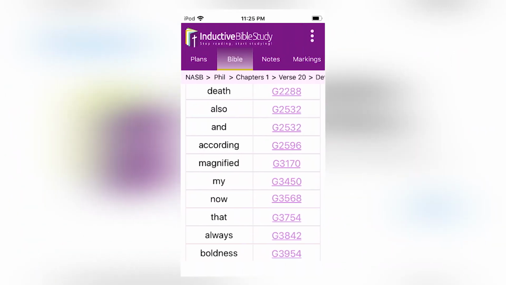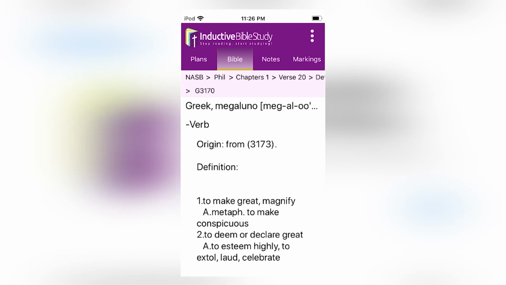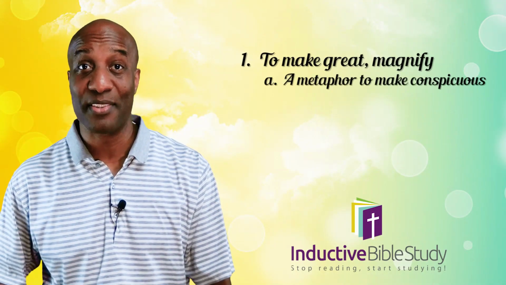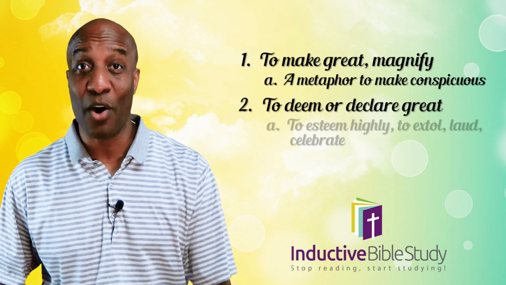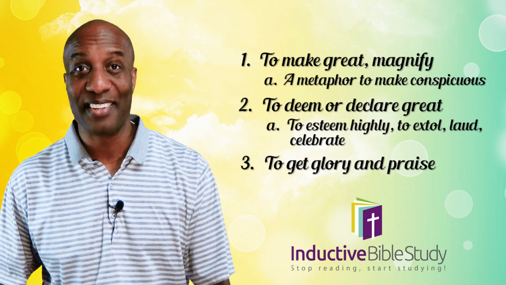Next to the word magnified or exalted, we see the Greek word code G3170. Click on that number code to go to the page with information about this Greek word. The word translated magnified or exalted in our English text is the Greek word megaluno. As you can see, the word has 3 definitions: to make great or magnify, a metaphor to make conspicuous, to deem or declare great, to esteem highly, to extol, laud, celebrate, to get glory and praise.